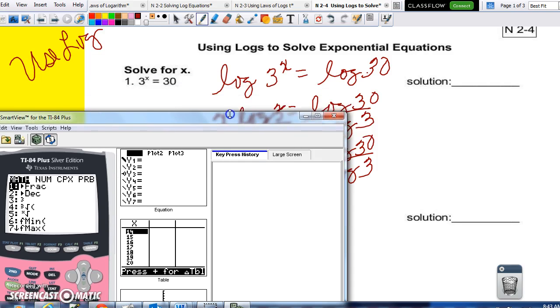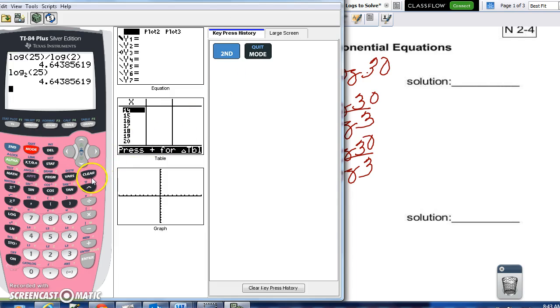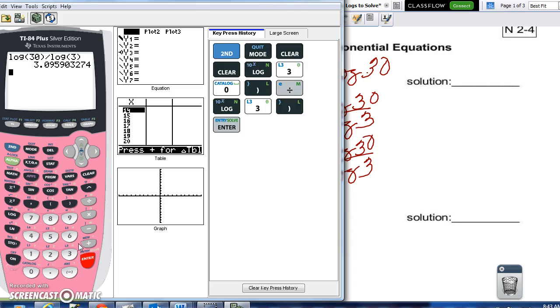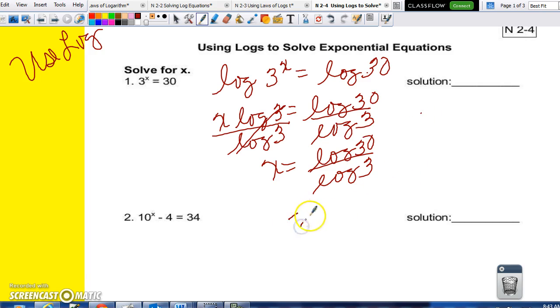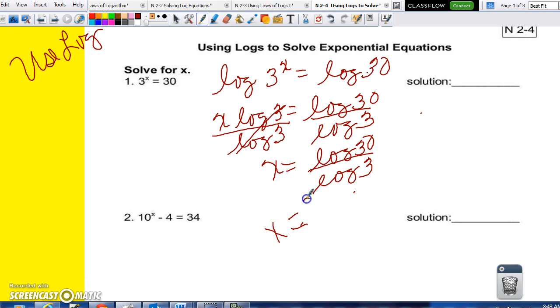So now I'm going to put, it was log of 30 divided by log of 3. So I'm going to do log of 30 divided by log of 3. And generally I want you to carry it out 3 decimal places. So I know I have 3.096. So I have x equals 3.096. And that would be my solution.